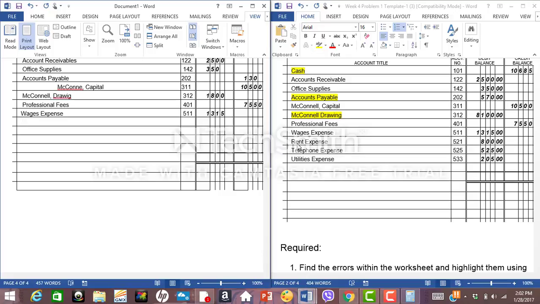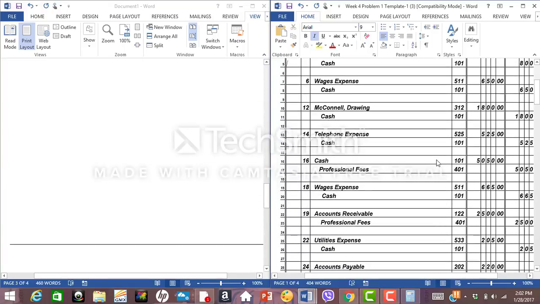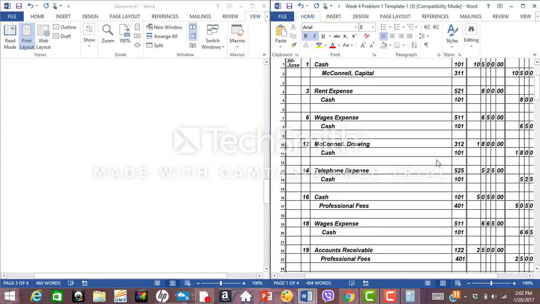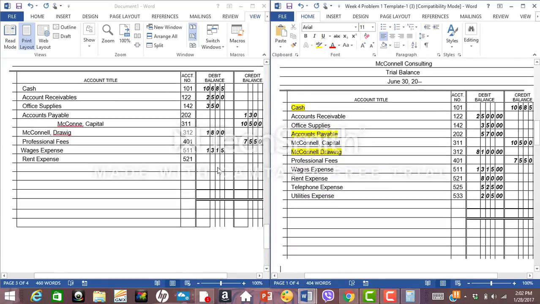And then we have rent expense. Rent expense is 521, and it seems like it is $800. Let's look up if it is $800. If it is $800, it is $800. All right, so that is correct as well. So this is 800. And obviously you should have put the zeros at the very end over here, but all right.